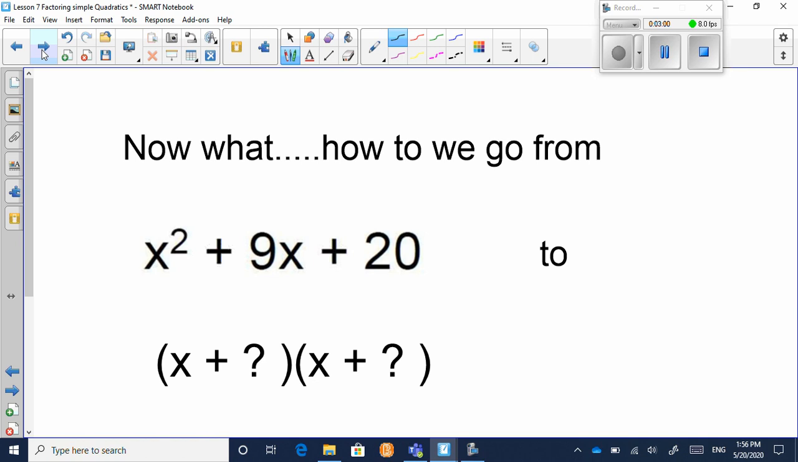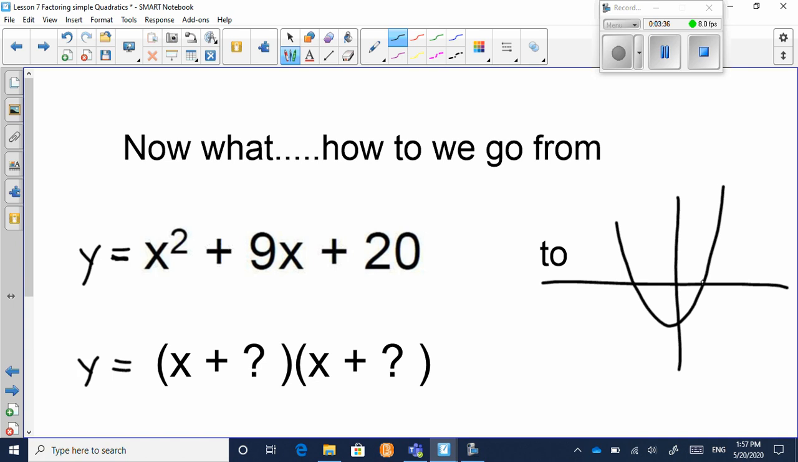Okay, now what? Here's the question: how do we go from x squared plus 9x plus 20 to something that looks like this? There it is, y is equal to this. That's in standard form. And then how do we go to putting it into factored form? We want to get to factored form because factored form gives us the zeros, where the parabola crosses the x-axis. So it gives us those 2 points really easily. And that's why this factored form is so nice.